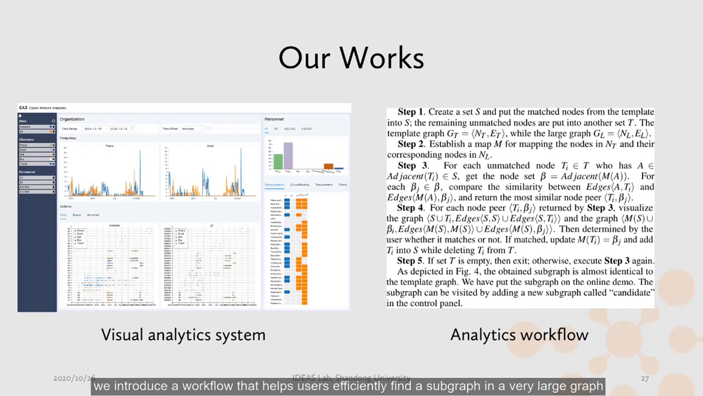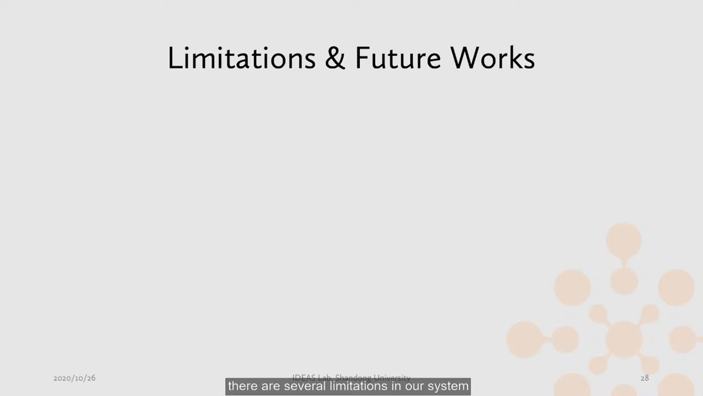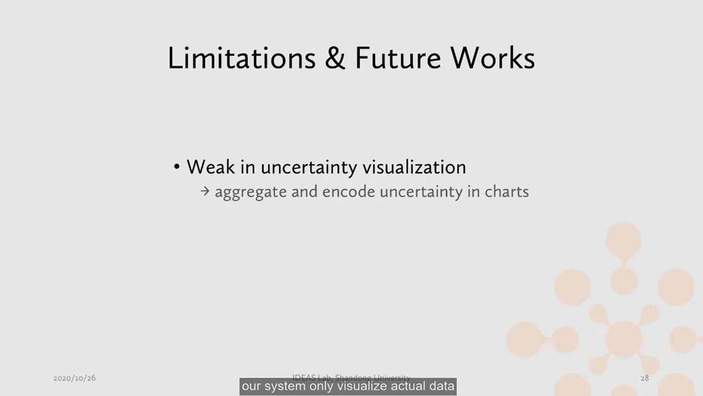Our system is not perfect. There are several limitations in our system. First, our system only visualizes actual data. It doesn't visualize uncertainty. Therefore, users have to make judgment based on their knowledge.